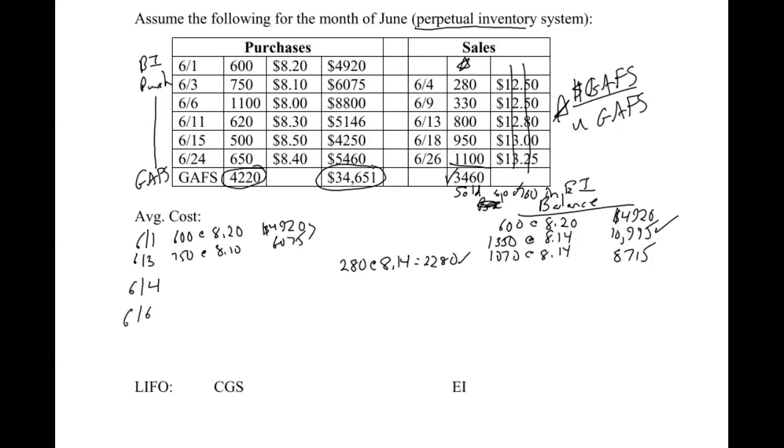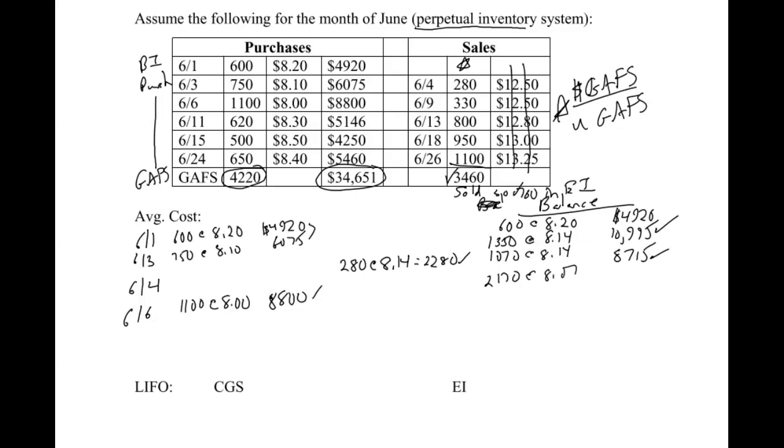We buy some more. We buy 1,100 at $8. So that was 8,800. All right. So now we need to update our balance. So that brings us up to 2,170. And so what I'm doing now is I'm taking this, my balance, 8,715, plus that, which gives me my dollar value available for sale. Divide that through, and you can see I get $8.07.